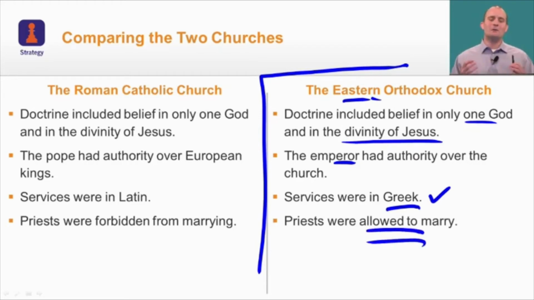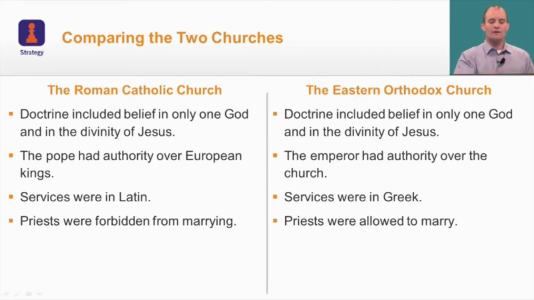So the big takeaway here is that after the Great Schism, you had two churches that, even though they had the core doctrine, which was very similar or the same, had many differences between them.